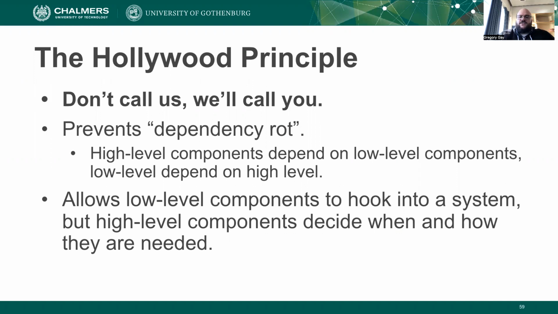When you have dependency rot, it's hard to understand how a system is designed. The knowledge of how it works is split. For instance, between the hot beverage, coffee, and tea, we'd have to understand all of them together without this pattern. This principle allows low-level components to hook into a system and work with them, but the high-level components decide when and how they're needed. The caffeine beverage class, or hot beverage class, whatever I called it in the last couple of slides, controls the algorithm, right? It controls the process.